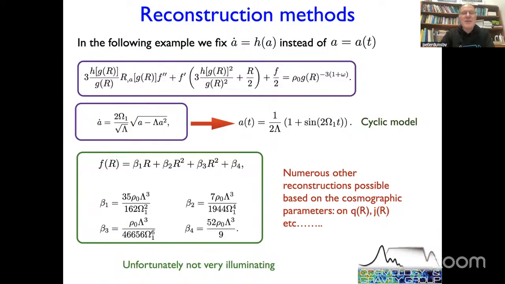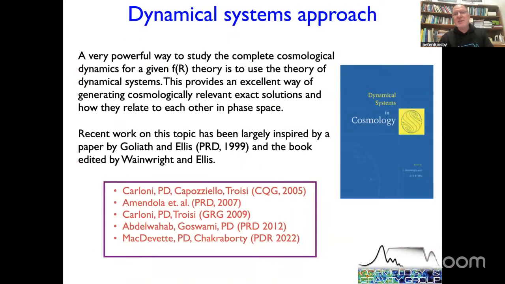Okay, so this is not a particularly illuminating approach, because you're limited by the fact that you have to invert the scale factor or invert whatever function you're using, whether it's the Hubble parameter or the deceleration parameter. You've always got to invert that to write things as a function of the Ricci scalar. And you've got to do this on a case-by-case basis. So it's not a very productive way of studying the dynamics of f of R gravity. A much better approach is using dynamical systems.